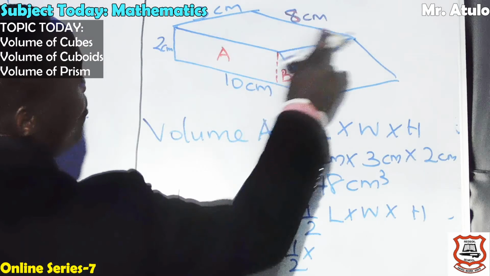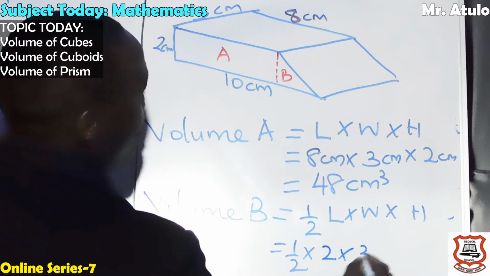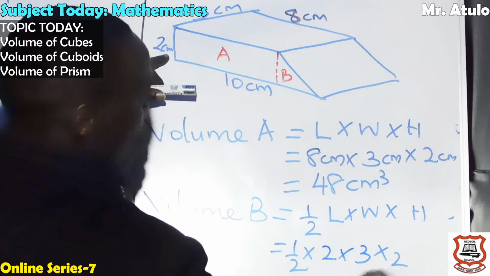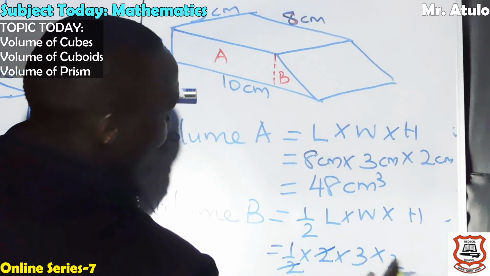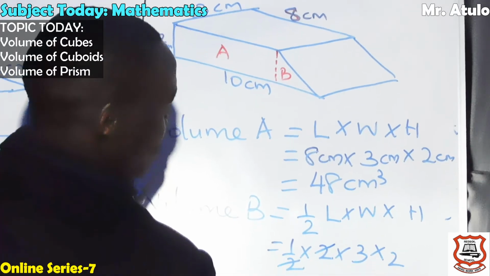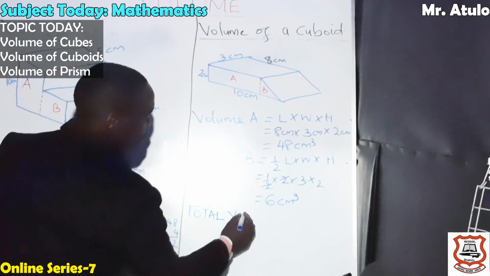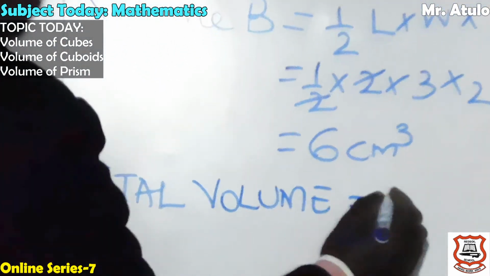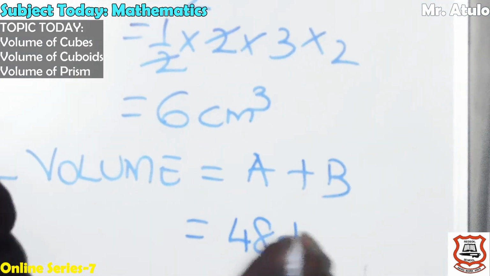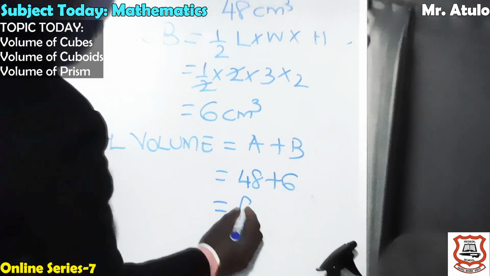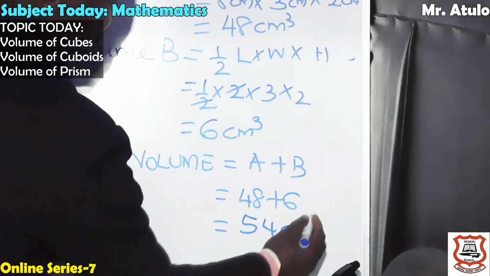because if this is 10 up to here is 8, that means this is 2. So we're going to have it as 2 times the width, which is 3, and then times the height, which is 2. So that way we cancel 2 and 2, and we are now left with 3 times 2, which gives you 6 centimeters cubed. So the total volume is going to be volume A plus volume B, which is 48 plus 6. This gives you 54 centimeters cubed.